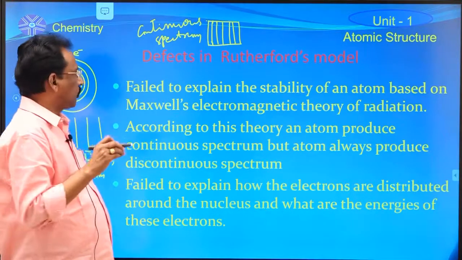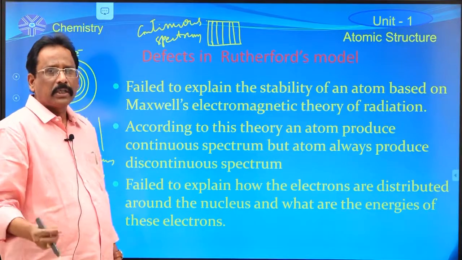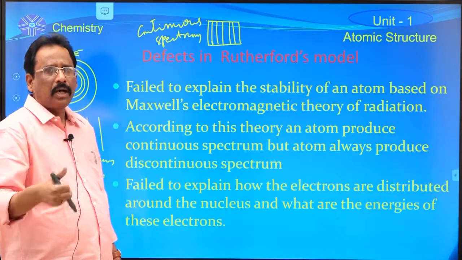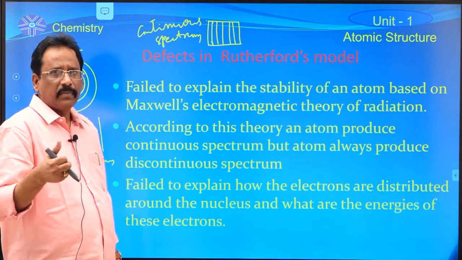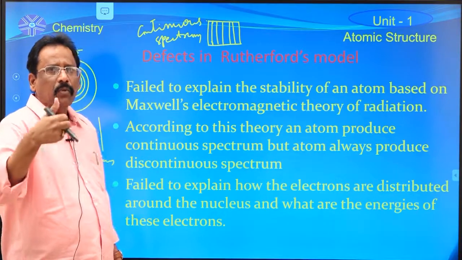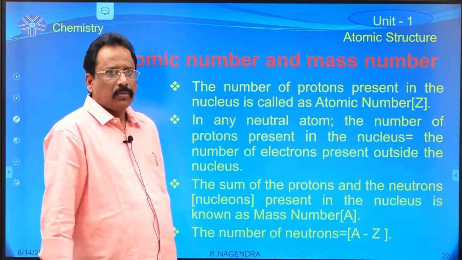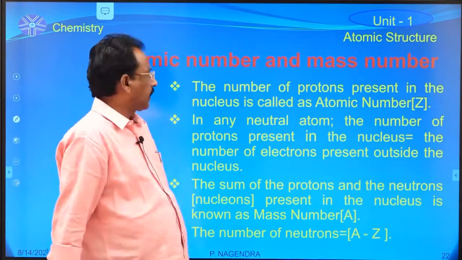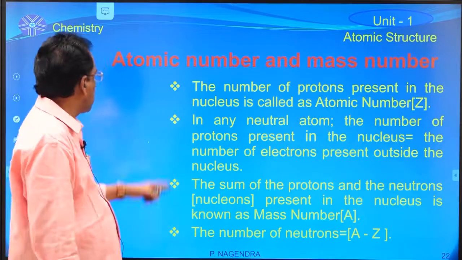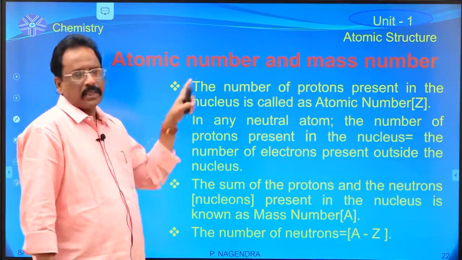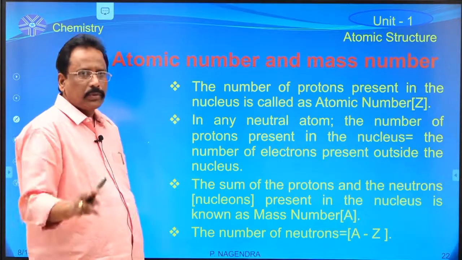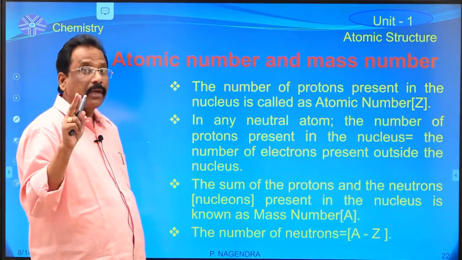So this is about Rutherford's atomic model of an atom and its failures. Now the next topic in atomic structure is atomic number and mass number. These are the two basic points in the language of chemistry.